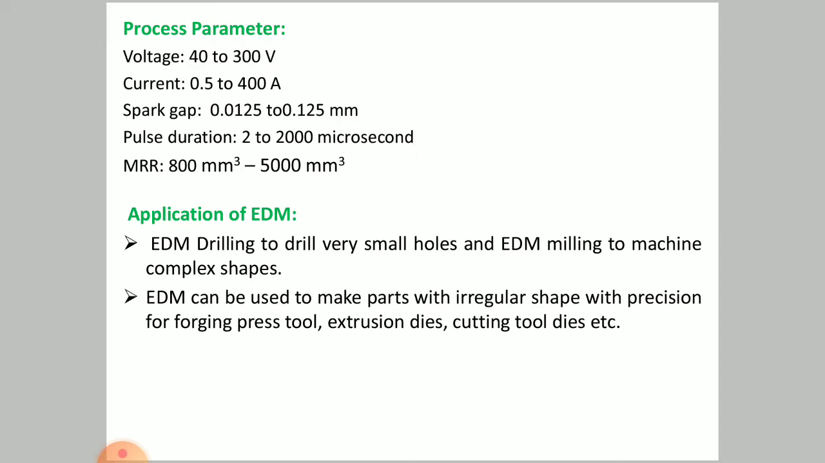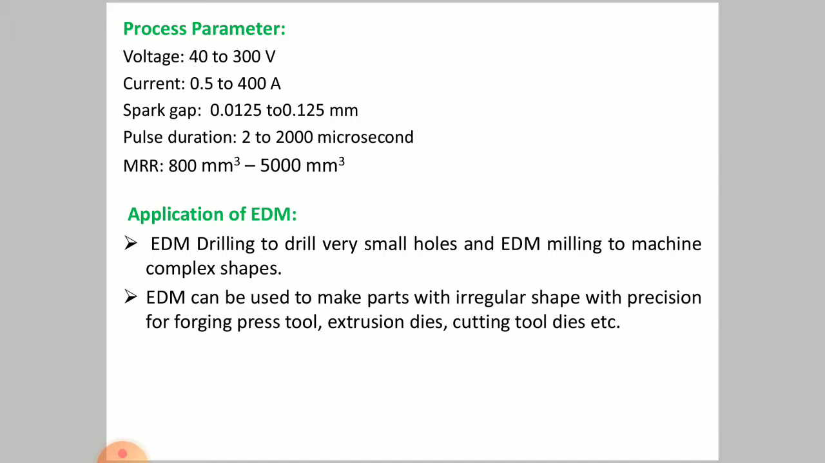Shortly, you can observe the process parameters as the voltage ranging from 40 to 300 volt, current 0.5 to 400 ampere. The spark gap, nothing but the gap between the workpiece and tool, is maintained between 0.0125 to 0.125 mm. The pulse duration is from 2 to 2000 microsecond, and material removal rate is ranging from 800 to 5000 cubic millimeter.